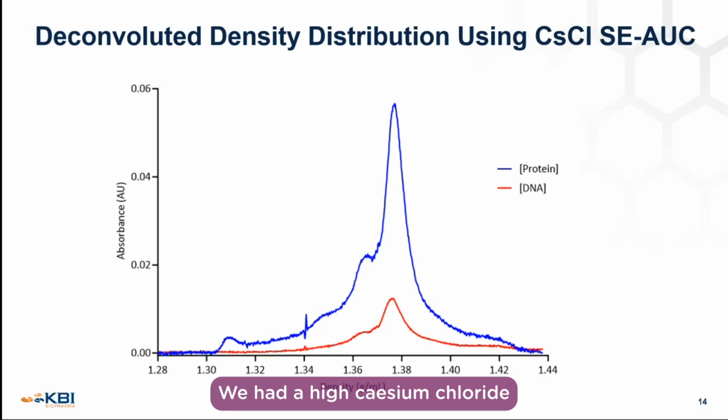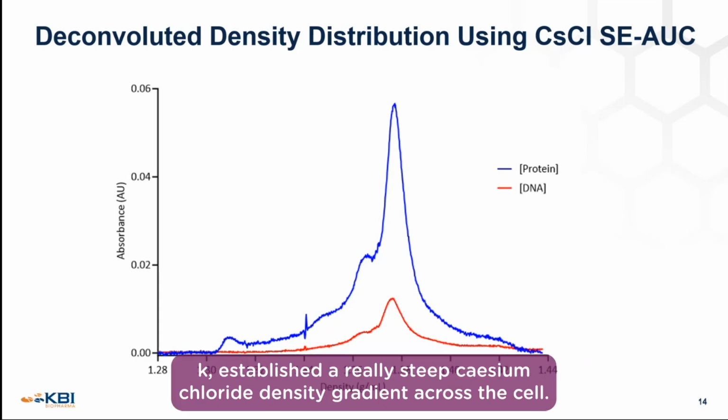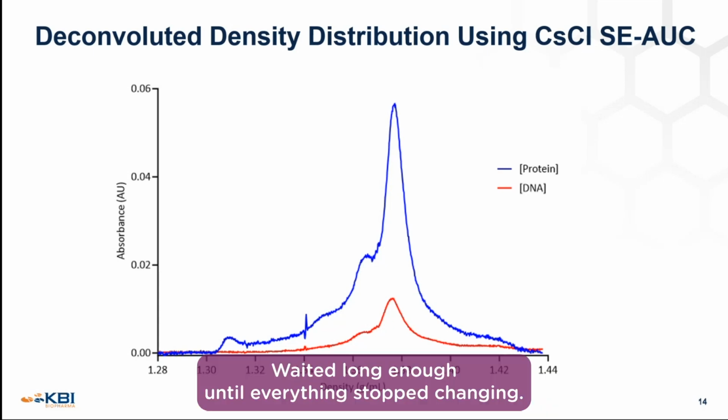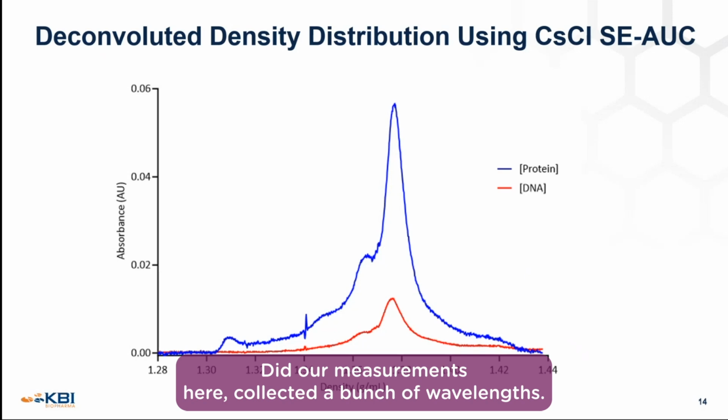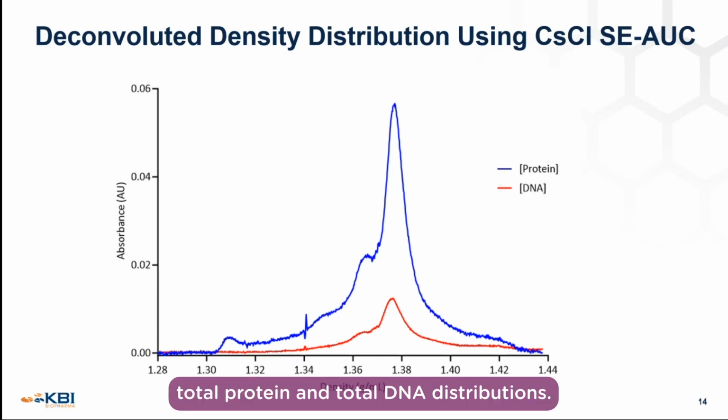Had a high cesium chloride salt solution that we squirted the sample into, spun it at 60K, established a real steep cesium chloride density gradient across the cell, waited long enough until everything stopped changing, so we're at equilibrium, and did our measurements. We collected a bunch of wavelengths, deconvoluted those wavelengths into our total protein and total DNA distributions.